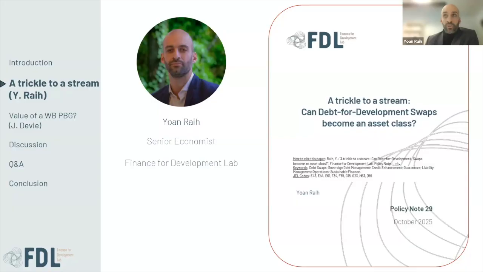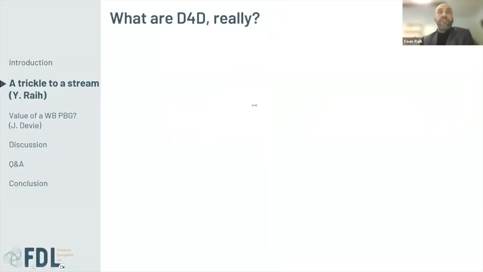So as I was saying, we'll try to respond to three different questions for this research. The first one is getting to the basics about what debt for development swaps are. Then we'll go into the details about what happened in 2024 and what didn't happen in 2025. And finally, we will see what this tells us about the potential of debt for development swaps, their limitations, and what can be expected for the years to come. So let's start with a very basic presentation of what a debt for development swap is.